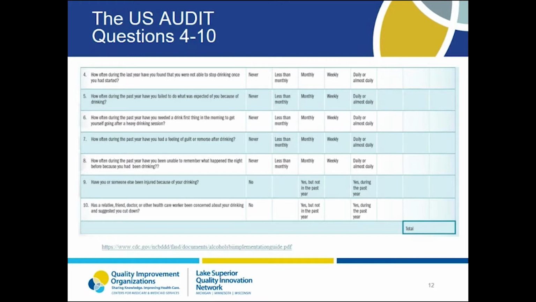The final 7 questions of the US-AUDIT are the same as the original AUDIT because they reflect on the DSM criteria and harms the patient may have experienced from alcohol use. These questions will help identify the difference between the 25% of risky non-dependent drinkers and the 4% of risky dependent drinkers, allowing you to offer brief interventions and support to the risky non-dependent group and referral recommendations to the risky dependent group.